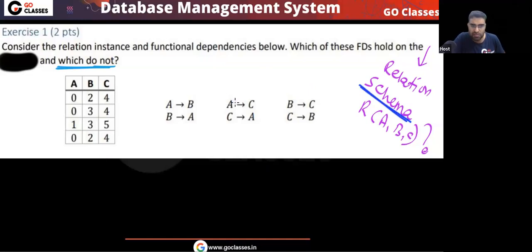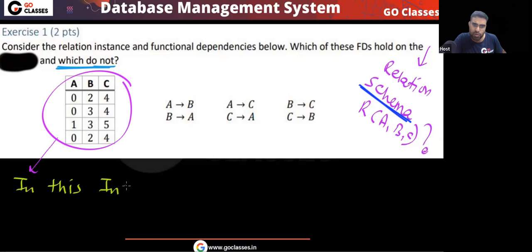See one thing you notice. In this instance, A determines C. Yes or no? Please notice, in this particular instance, A determines C. Okay, that is correct.